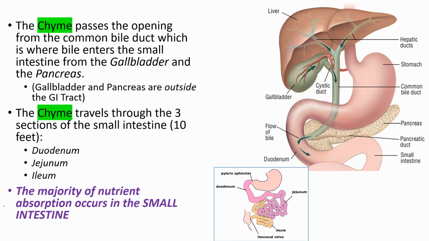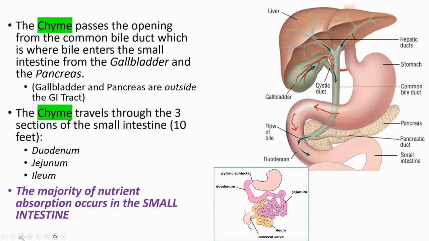Okay, so the chyme passes the opening from the common bile duct, which is where the bile enters the intestines from the gallbladder and the pancreas. So you've got the material which is coming out of the stomach, going through the pyloric sphincter, entering into the small intestine.